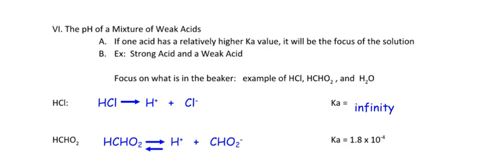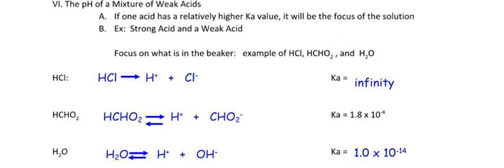So as we finish up, what happens if we have a mixture of weak acids? Okay, what do we need to do? Well, if one of them has a really high value of Ka, that will be the focus. For example, if we have a strong acid and a weak acid, focus on the strong. So if we have hydrochloric acid, formic acid, and then water, what's going to happen here?